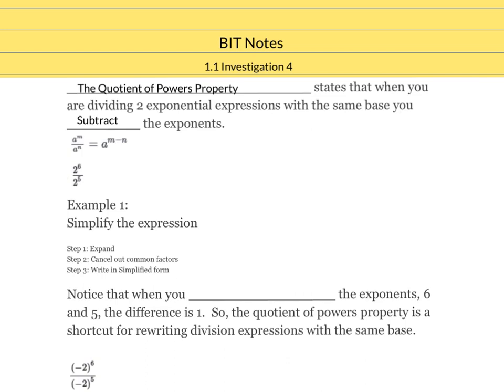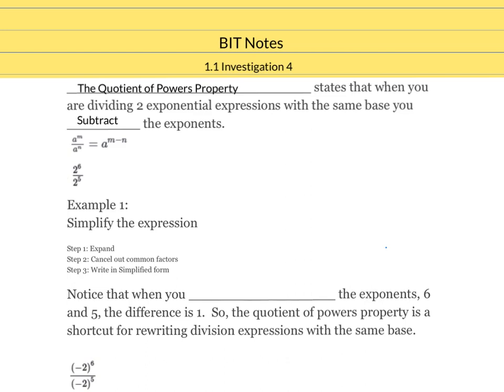Let's continue with an example. 2 to the 6th over 2 to the 5th is written like a fraction, but remember, fractions are also a way to show division. So this is a division problem, so we are going to subtract the exponents. But let's first expand our exponents.